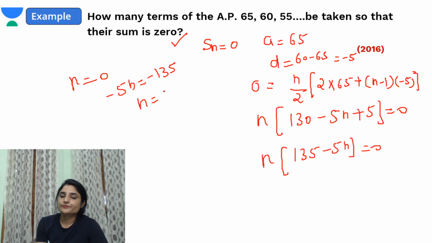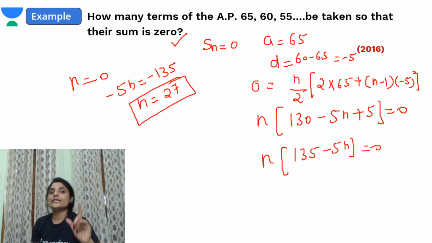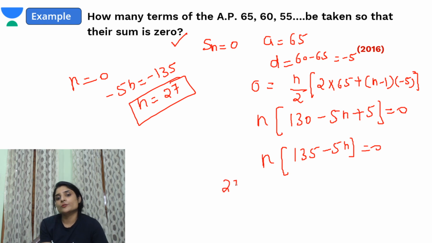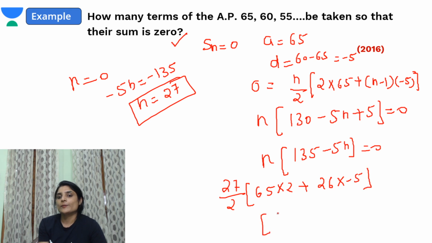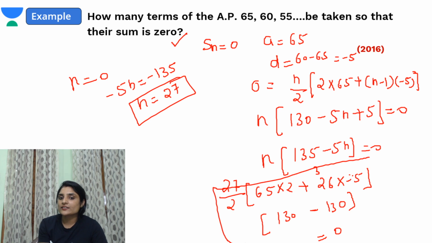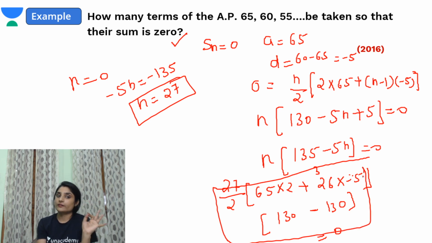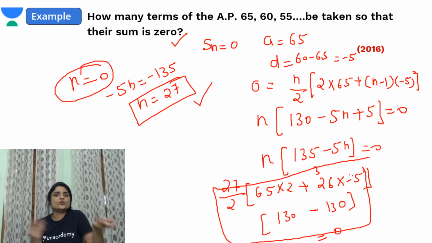So n will be 27. The sum of 27 terms will be 0. You can check: 27 by 2 into 2a, that is 65 into 2 plus 26 into minus 5. You will be getting 130 minus 130. You will be getting 0. So the sum of 27 terms is 0. So the answer will be 27. 27 terms sum will be 0, or 0 terms sum will be 0. So you all know that if we are taking 0 terms, then the sum will always be 0. So the answer will be 27 in this case.